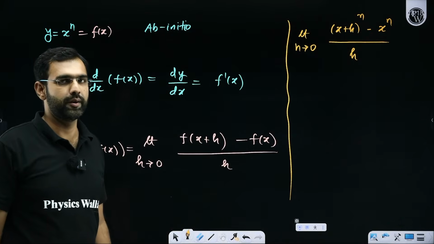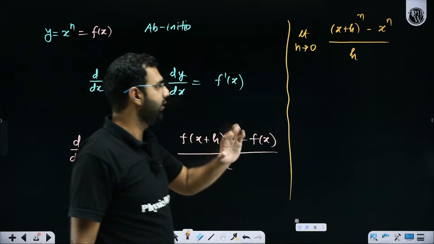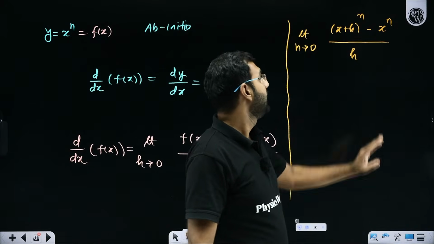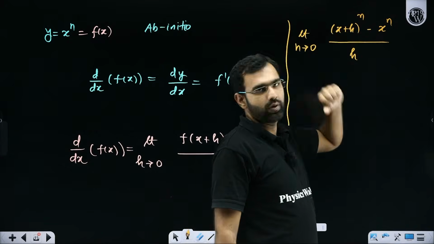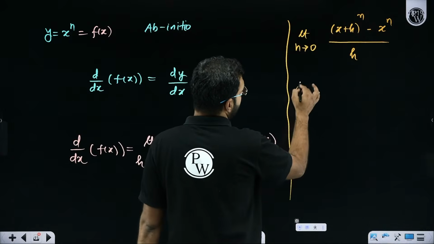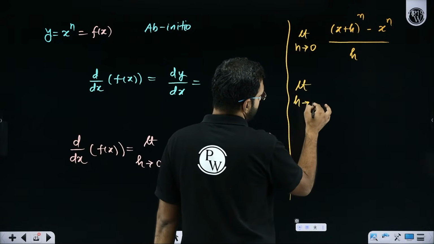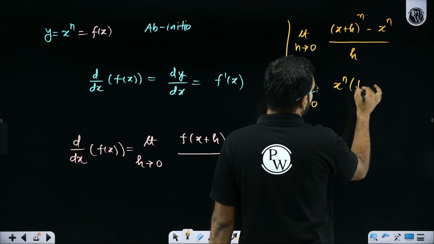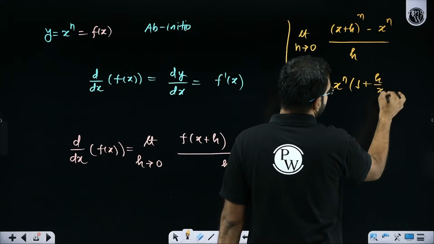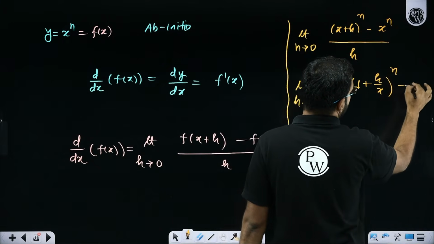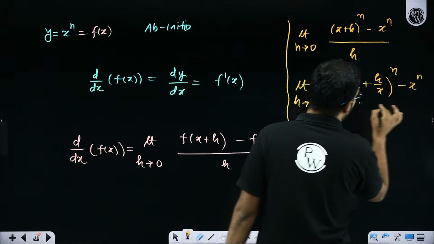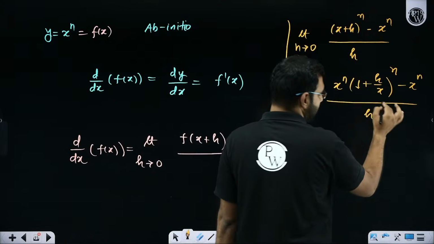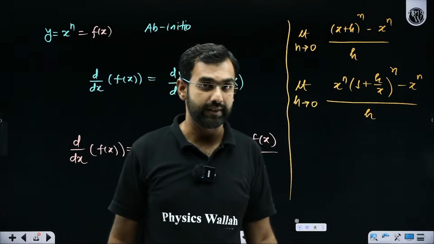All the participants, do let me know. Now please pay attention everyone. If I take x to the power n common from here, so this is limit h approaches 0, x to the power n I have taken common, so it becomes 1 plus h by x to the power n, minus 1, whole gets divided by h. Are you processing this? Any confusion so far?